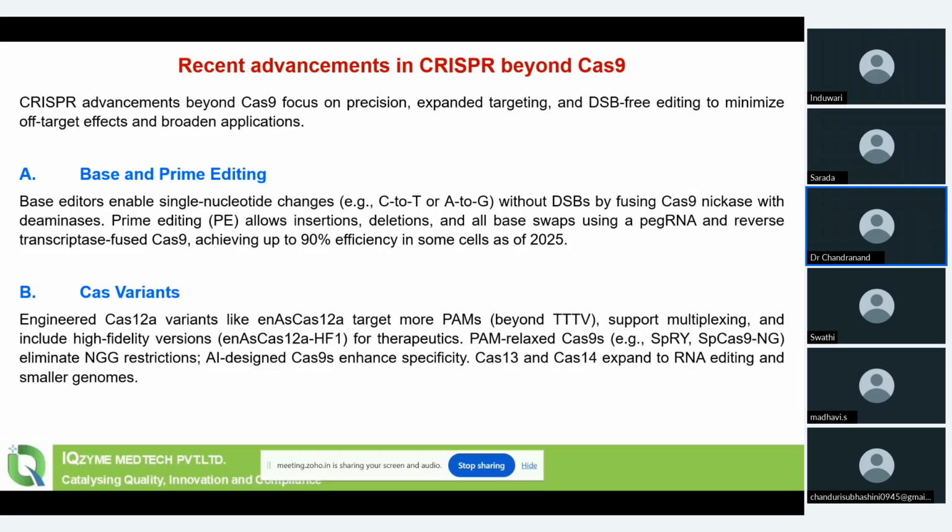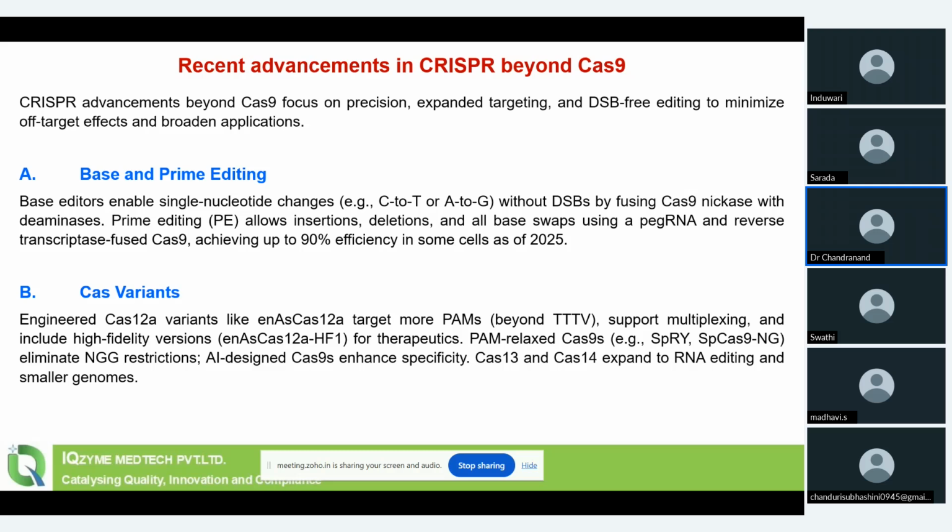Then we have some recent advancements. There have been some technological advancements in CRISPR beyond Cas9. The initial protein that used to bind well to the CRISPR sequence for easy binding and then cutting was Cas9. However, as I mentioned earlier, Cas12 and Cas13 have also come in, and further subsequent proteins are also evolving as research is moving.